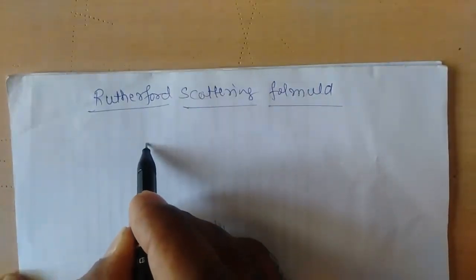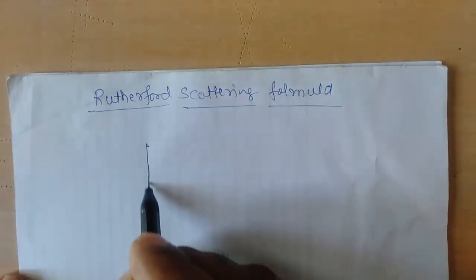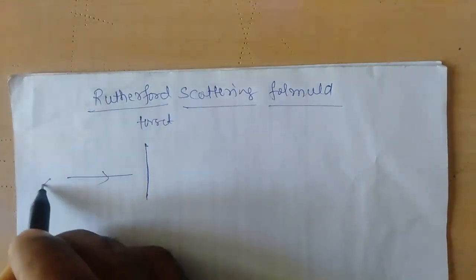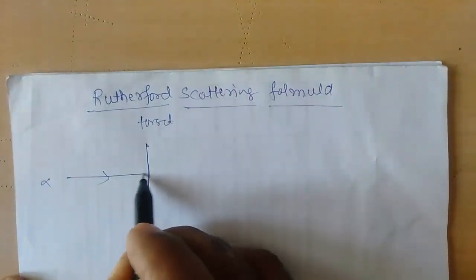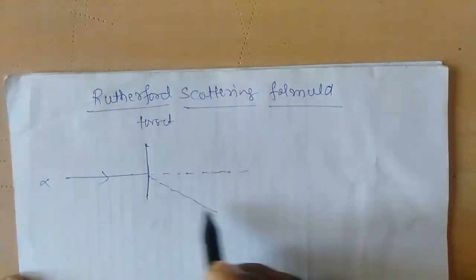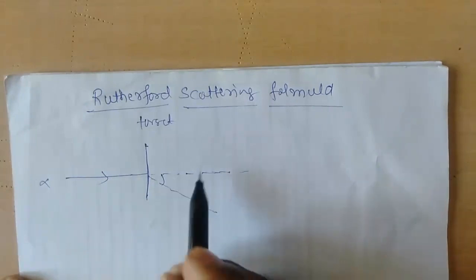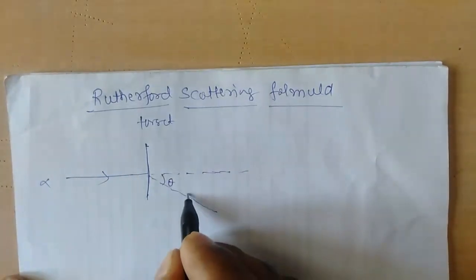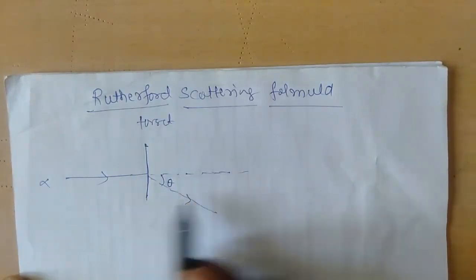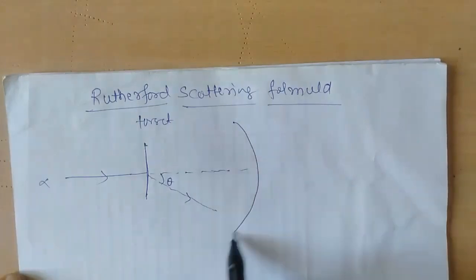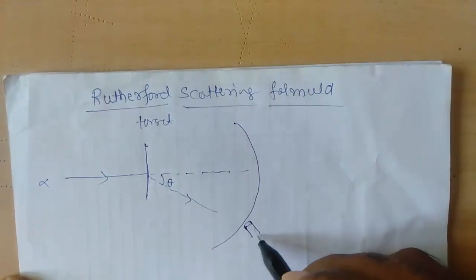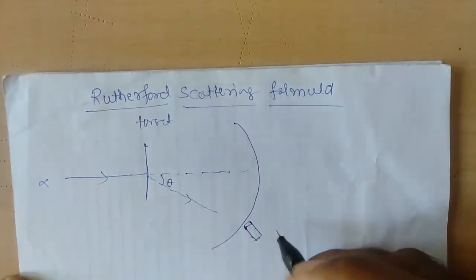we had a target and alpha particles were made to be incident on this target. So the alpha rays were scattered in different directions, right? So this is the alpha ray scattering experiment. The alpha rays were getting deflected with an angle of theta, where theta is known as the scattering angle. This scattered radiation was detected with the help of the detector, right? This we have seen in our previous video.